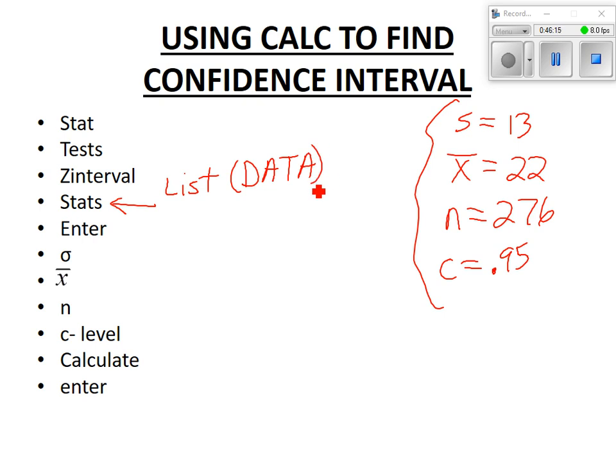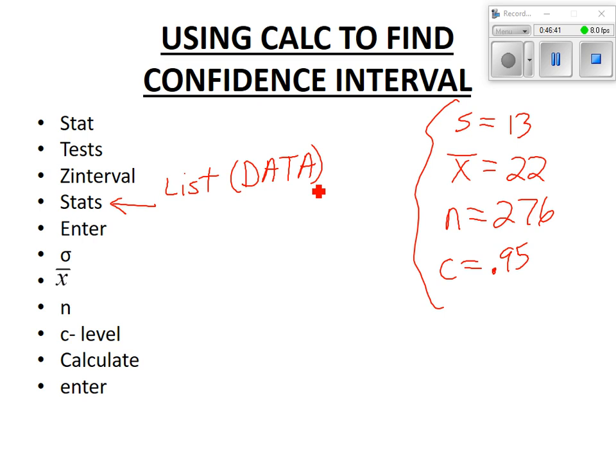You scroll down. Our sigma was, we didn't have a sigma. So what did we do? Put in S. So that's 13. Our X bar was 22. Our N was 276. Our C level was 0.95.